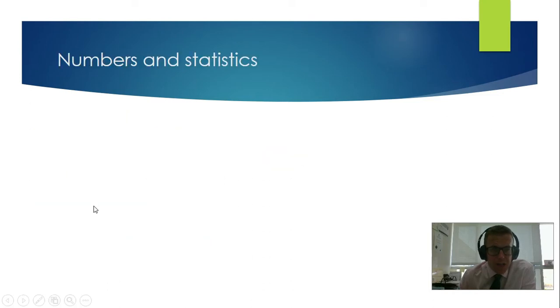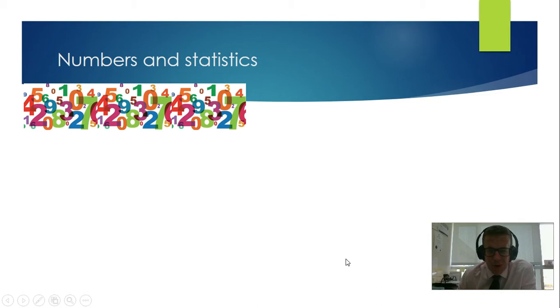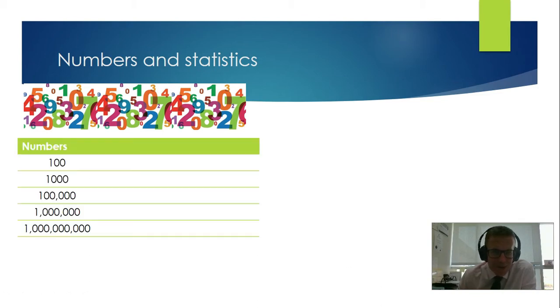The first one is numbers and statistics. Let's look at numbers first. We're not going to do the basic 1 to 10. This is the bigger numbers. So look at these numbers. Do you know how to say them? The top one, 100, 1,000, 100,000. A million, and a billion. And obviously these go much bigger, but these were what covered in the unit.